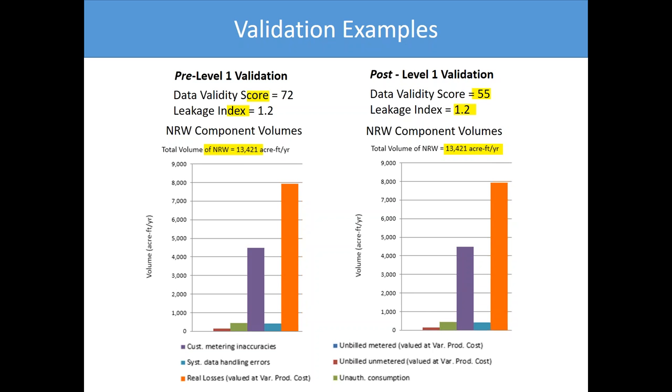The pre-level one validation with unedited scores would suggest we have quite low levels of leakage in the system. The leakage index describes that there's little room for opportunity in the system, in that they're close to a very minimum amount of leakage. But a high data validity grade also indicates that is within the realm of reasonable results. Their data is of good quality given their practices and protocols.